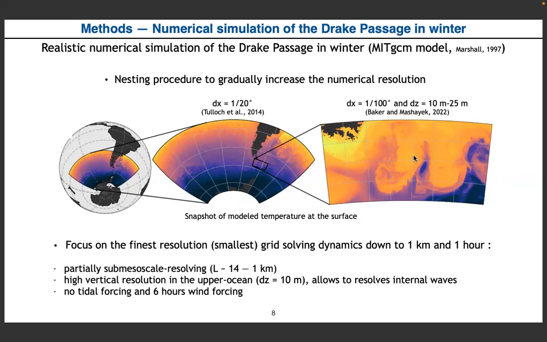In this simulation, we have no tides, and we have a 6 hour wind forcing. So it means that our internal gravity wave field will be less energetic compared to observations or other simulations, because we have no internal tide and we have a weak near-inertial wave field.